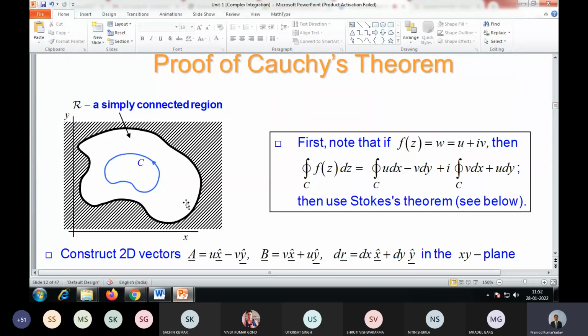What is our aim? f(z) is analytic within and on C. Please, everybody should remember this one. f(z) is analytic within and on C. Then we need to show that the integration of f(z) dz is 0. So we have been assuming f(z) is analytic within and on C. Now f(z) means u plus iv.